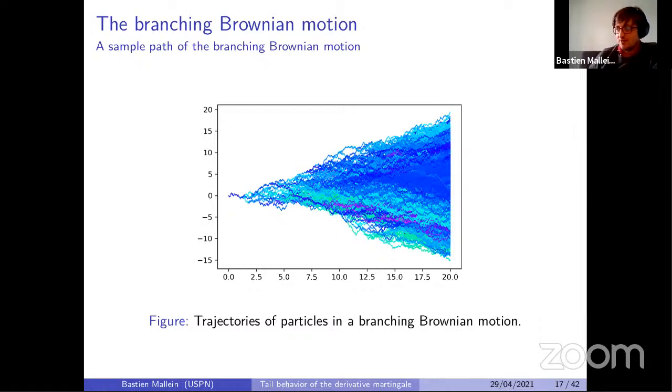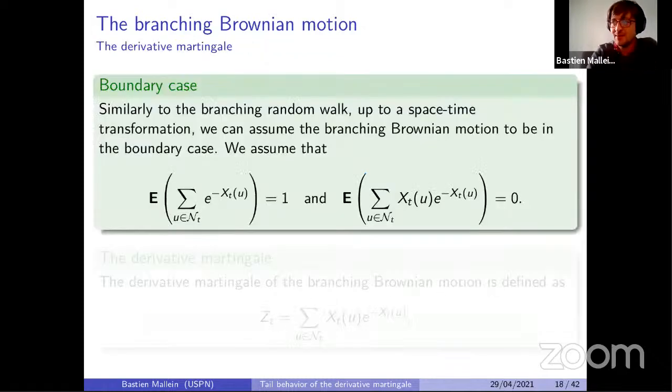So if you see a sample path of the branching Brownian motion, it looks something like this. So to the first order, it's quite close to what we saw for the branching Brownian walk. And similarly to the branching Brownian walk, we can, up to a space-time transformation, assume our branching Brownian motion to be in the boundary case.